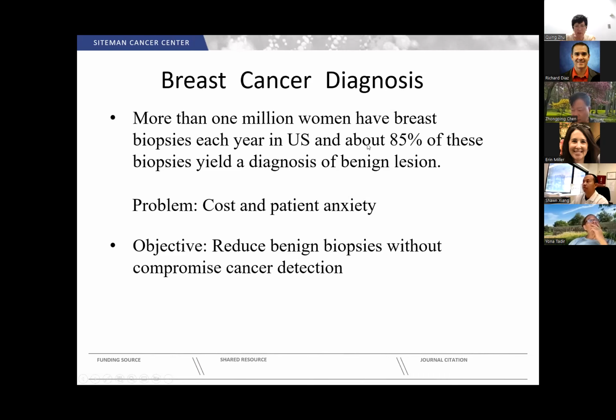We know that more than 1 million women per year in the US will get a biopsy. And in this large population of patients, 85% of the patients are having benign biopsies. And certainly the cost and the patient anxiety is an issue. So our goal is to use the diffuse light to reduce benign biopsies. However, we cannot compromise the cancer detection, because if we reduce benign biopsies but miss cancer, that is not good. We need to guarantee that we don't compromise the cancer detection.